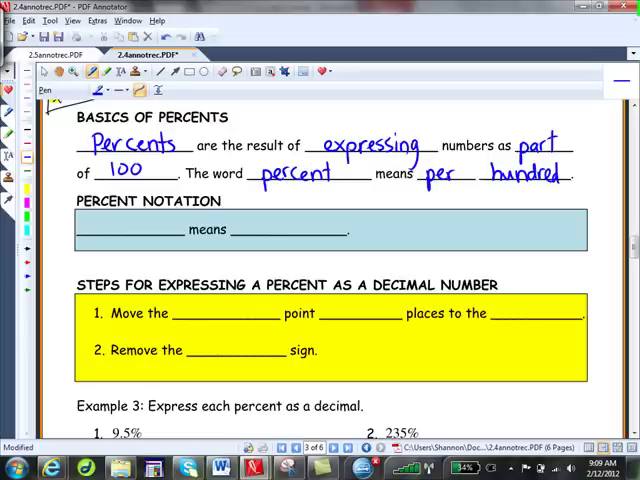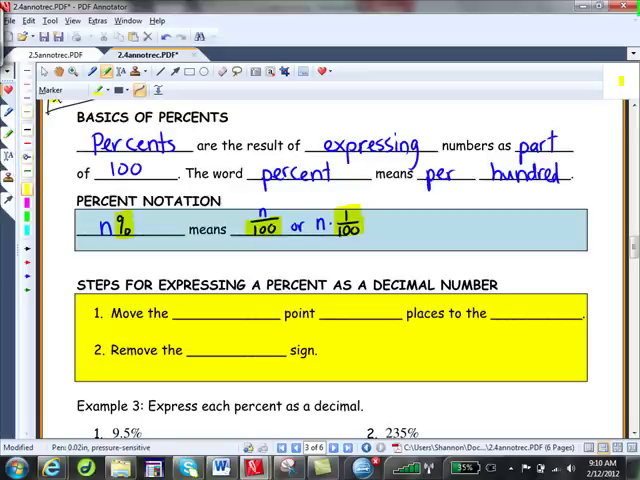So N percent means N per 100. So this symbol here, this percent symbol, is the fraction bar, per, and the 100 denominator. You could also write this as N times 1 over 100. So again, that percent would be 1 over 100.